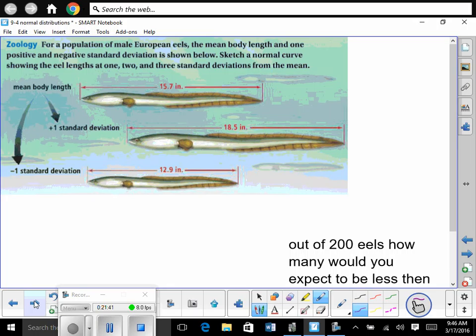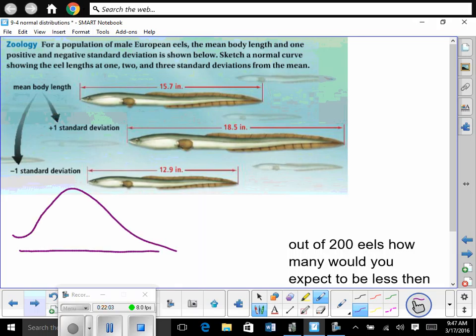It says, for a population of male European eels, the mean body length and 1 positive and negative standard deviations is shown below. Sketch a normal curve showing the eel lengths at 1, 2, and 3 standard deviations from the mean. So we're asked something a little bit differently, but let's see if it's pretty much the same thing. So the mean body length is this, right? So we know it's normally distributed, so I'm drawing my bell-shaped curve here. So our mean is 15.7, correct? Are we following me?